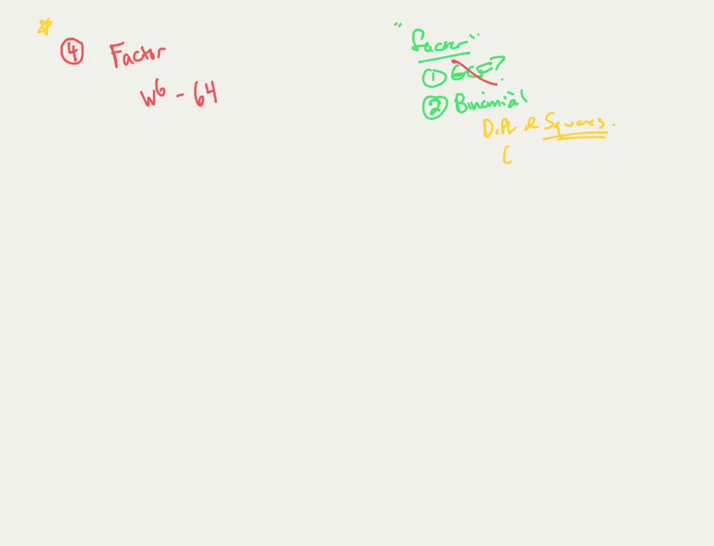So difference of squares is going to be a minus b, a plus b, where a is the square root of the first. So the square root of w to the 6th is actually w to the 2nd, or let me take that back, w to the 3rd, since w to the 3rd squared is w to the 6th, and b is going to be the square root of the 64. Square root of 64 is 8. So over here, a minus b, and then a plus b.